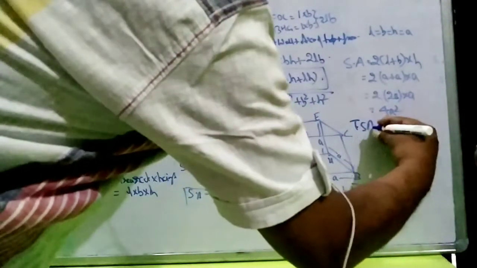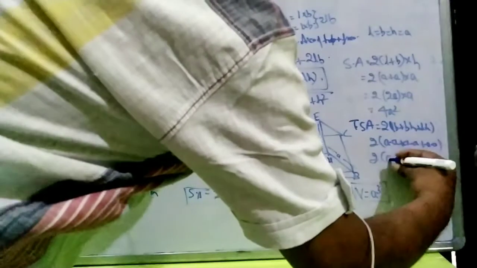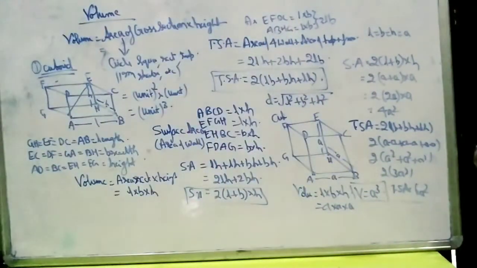Then TSA, total surface area, is twice of length breadth plus breadth height plus length height. So twice of A dot A plus A dot A plus A dot A. It will become A square plus A square plus A square, so twice of 3A square. So TSA is equal to 6A square. This will be the total surface area of the cube.